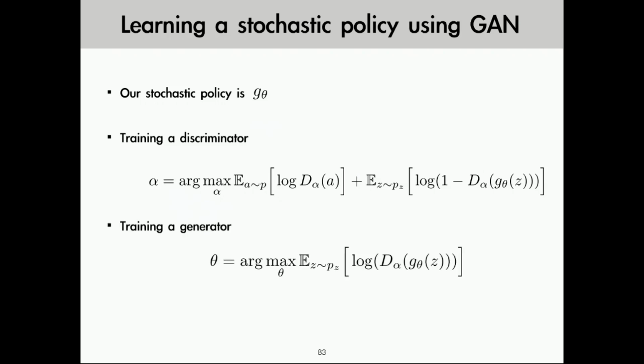And then the generator, in turn, will try to tune its parameters such that it maximizes the values of D. These are going to be trained in an alternating fashion, and eventually, hopefully, we can get a good enough G that generates promising actions. So this is all great, and we can train a stochastic policy that generates promising actions.